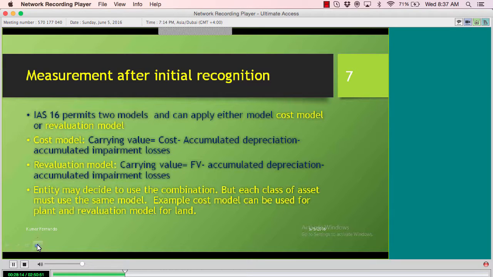So mostly, after the cost recognition, we have to provide depreciation. There are two methods we can value. One is what we call the historical model or the cost model. That is what we were discussing. Original cost was 100.